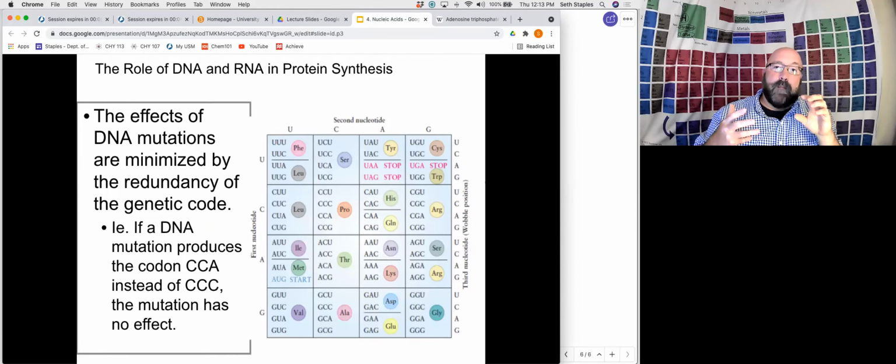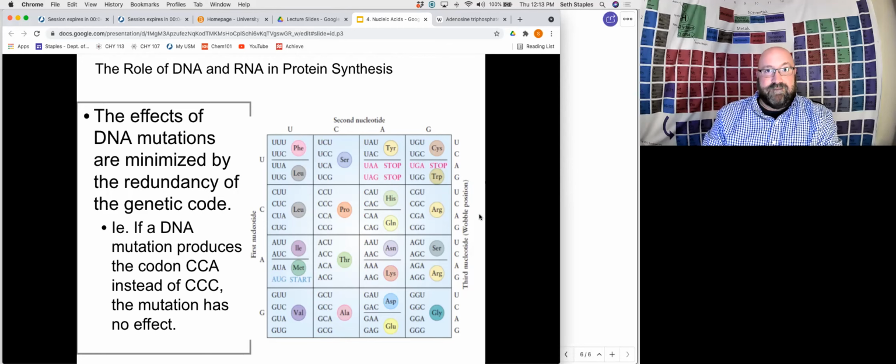There are some fail-safes for this. For instance, the fact that the different codons code for the same amino acid can minimize the effect of this. For instance, if a mutation produces CCA instead of CCC, so where are we? Yeah, right here. So if we produce CCA instead of CCC, that's still going to create proline. And so there's a little bit of that redundancy built in to try to minimize the effect of some of these mutations.